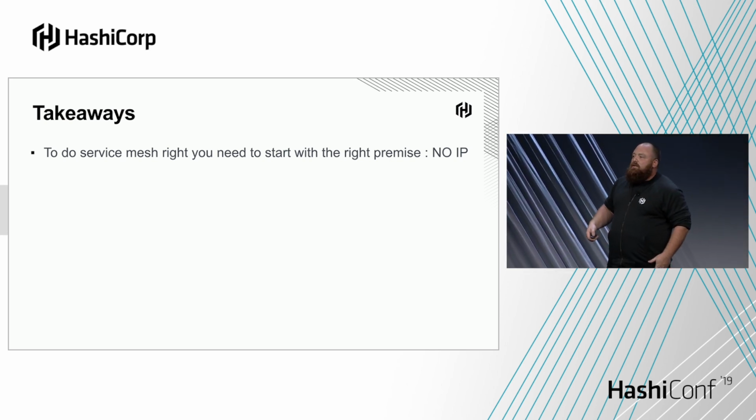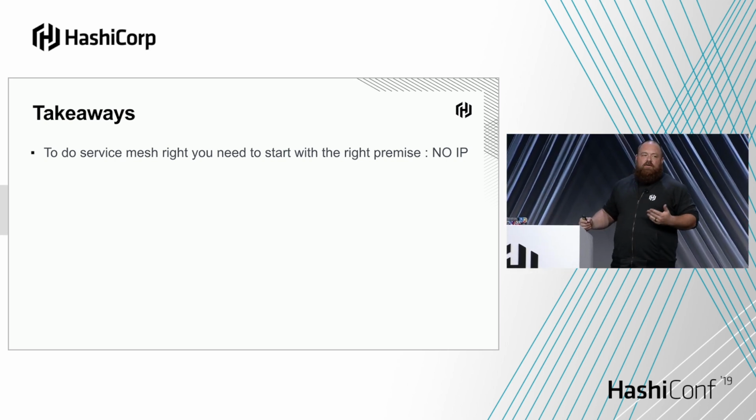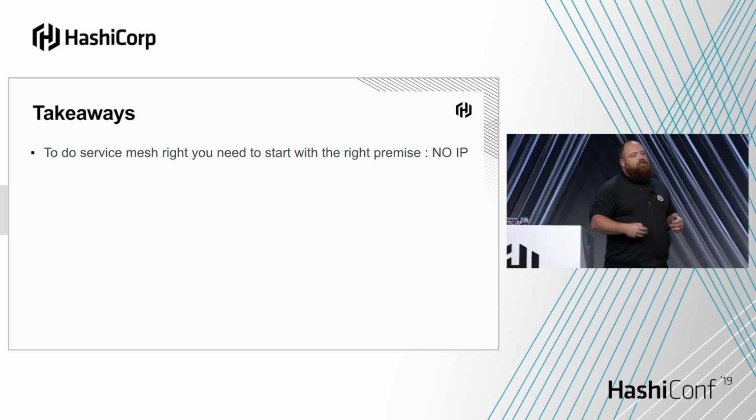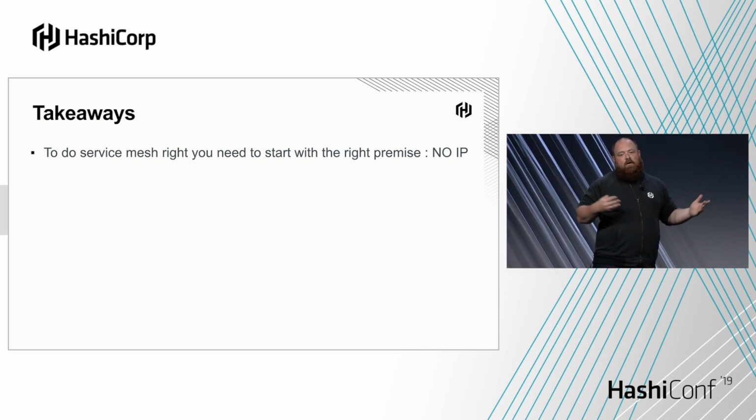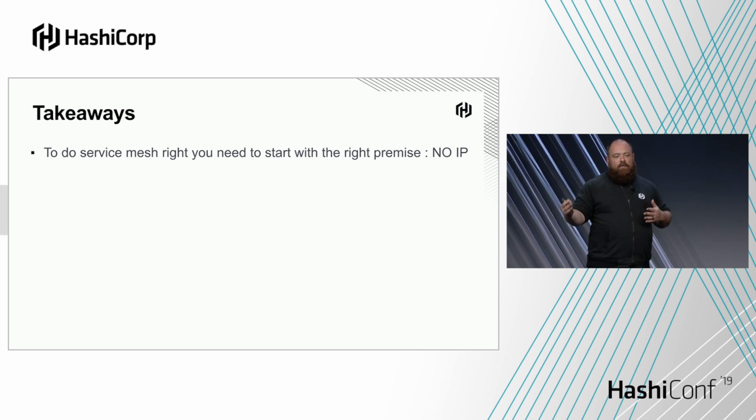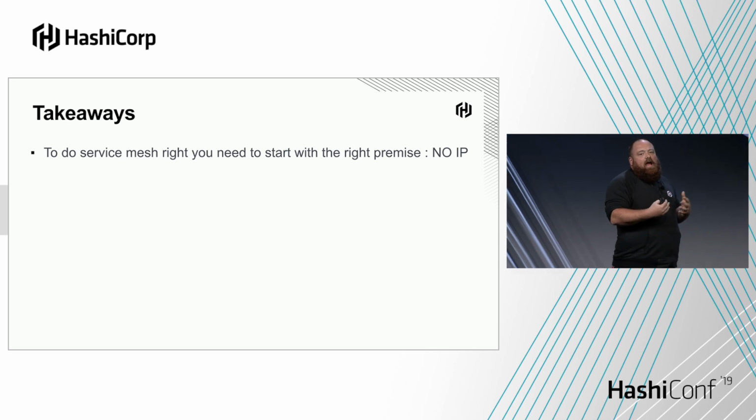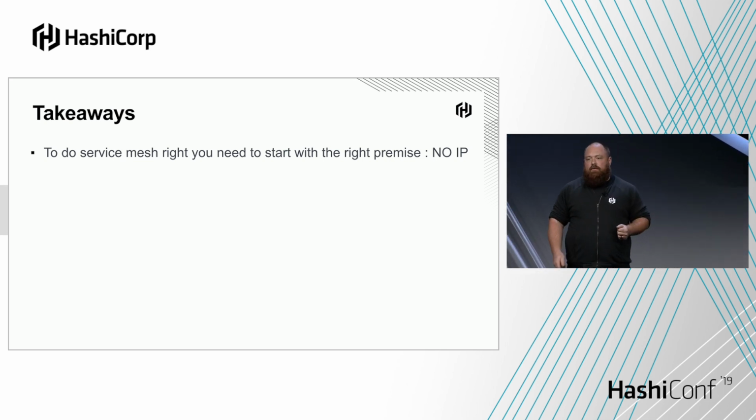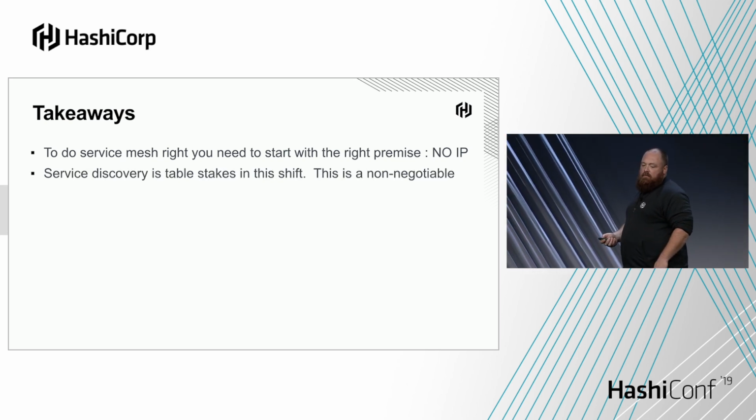So first takeaway here is to do service mesh right, you need to start with the right premise, the right philosophy, the right idea. Now I know I can't say no IP ever because then you go, well, how are we going to get traffic routing and TCP is very important. I get all that. But it's more of a philosophy, right? I have to act as if I don't have access to it. Let's start from that premise and work from that particular constraint.